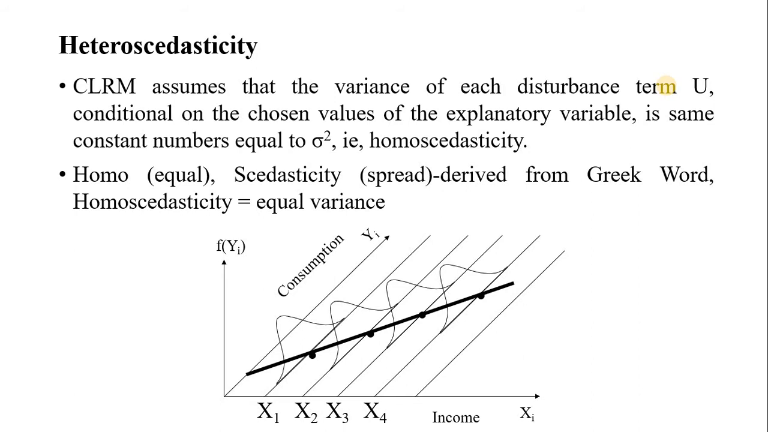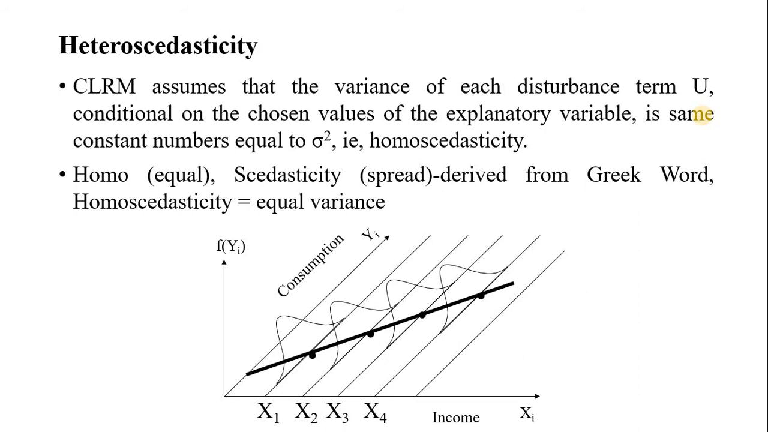So equal variance of what? It is not equal variance of the dependent variable, or of the parameter, or of the explanatory variable, but equal variance of the error. The errors from the regression model should be equally spread, or the spread of the error term should be equal. That's called homoscedasticity.